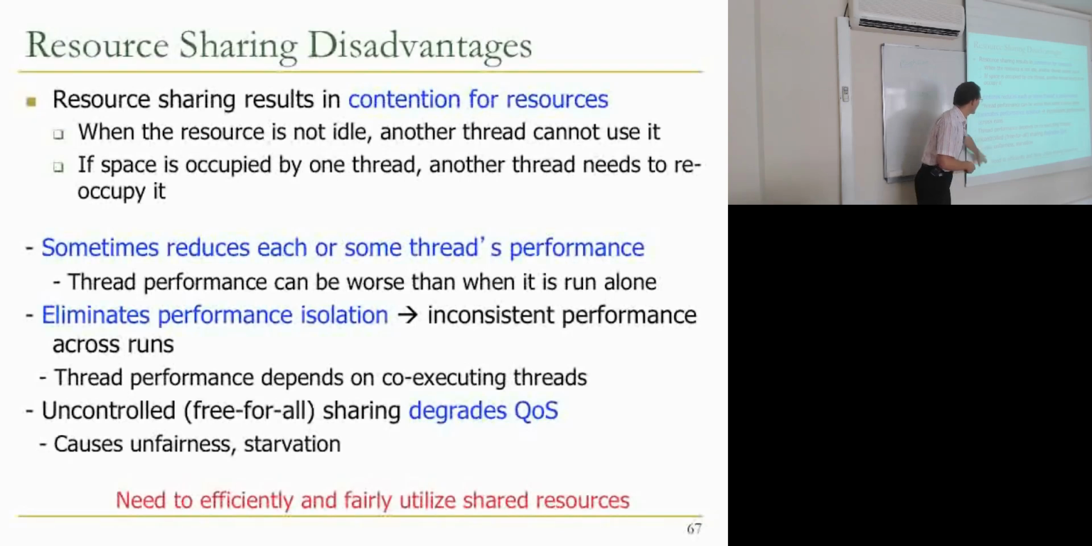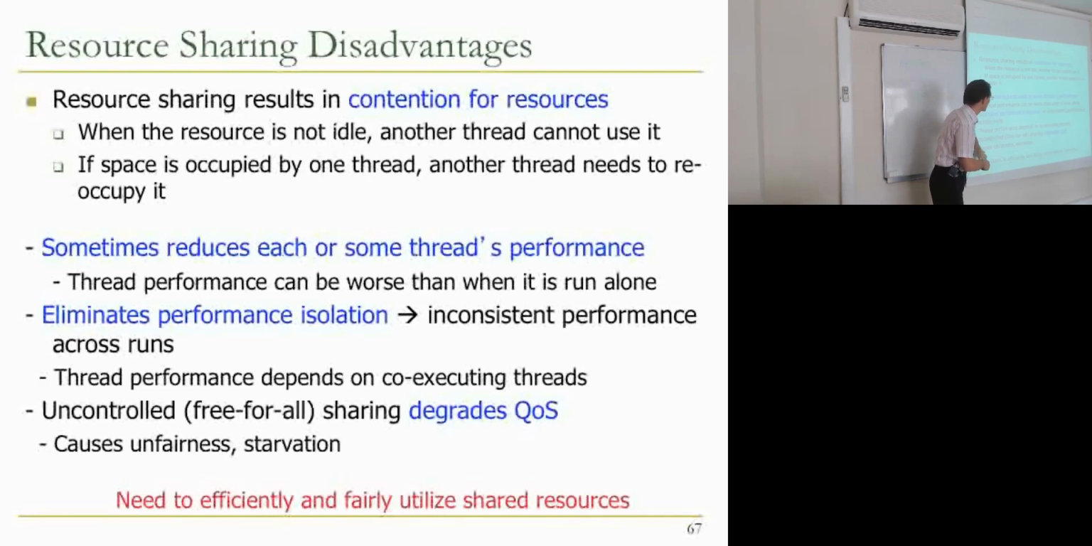Basically, the key takeaway is we need to efficiently and fairly utilize these shared resources. Resource sharing, if it's not done in an intelligent way, can be inefficient because, let's say you have a streaming thread that has a huge working set. It may be occupying the entire cache and it may not be benefiting from that cache at all. Whereas there's another thread that has a very small working set that would otherwise nicely fit in the cache may be getting evicted out of the cache because of this huge thread that streams in data.